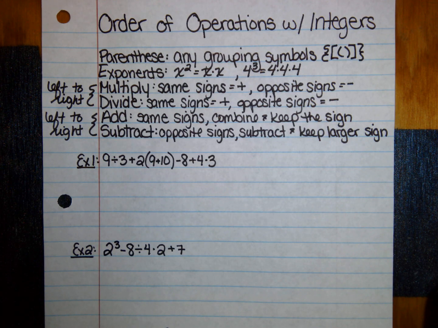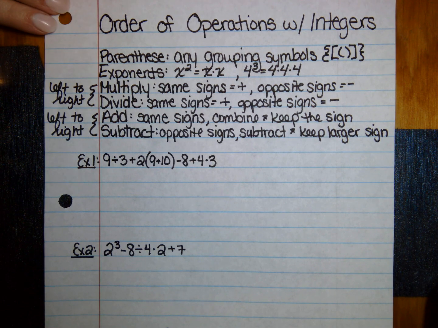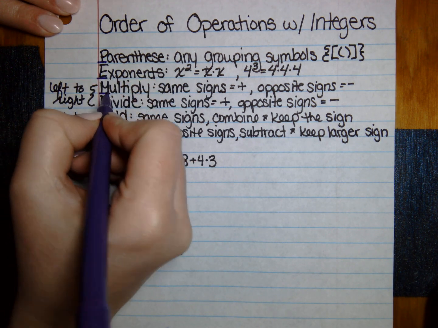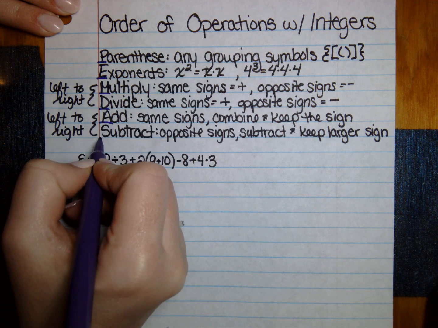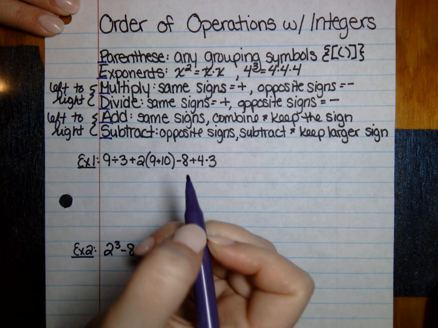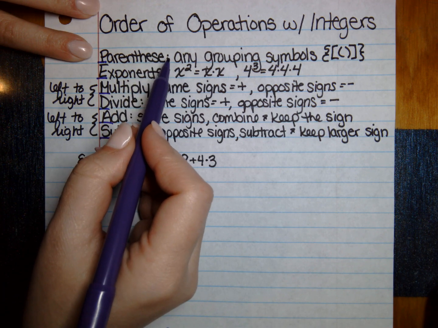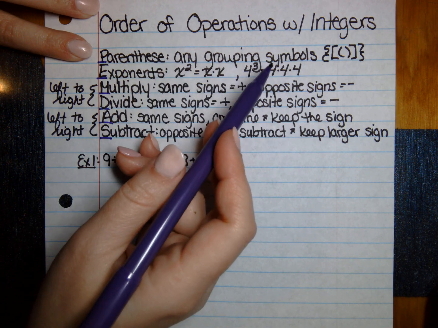Order of operations with integers. So order of operations is PEMDAS. Please excuse my dear Aunt Sally. So P stands for parentheses. Parentheses involve any grouping symbols.